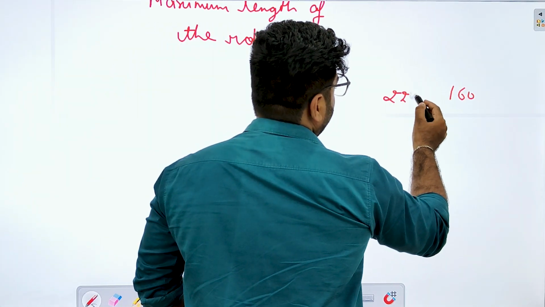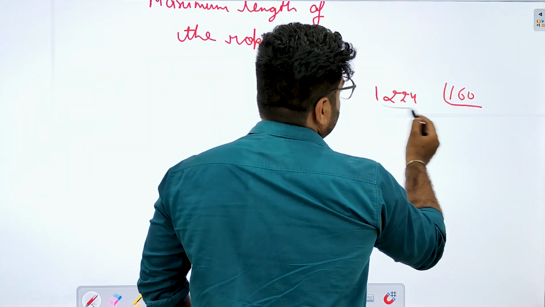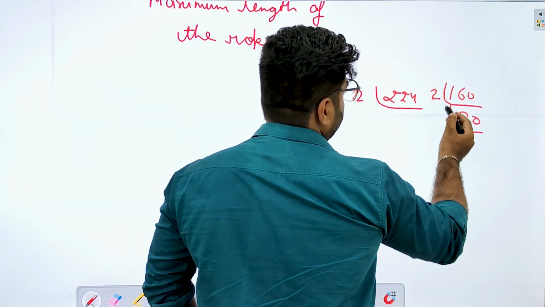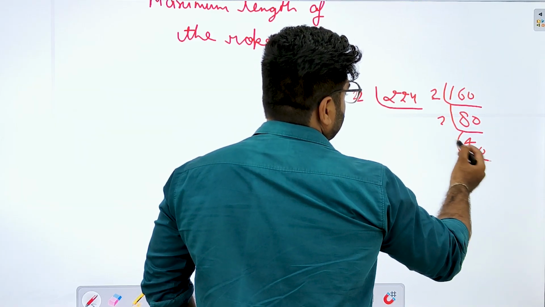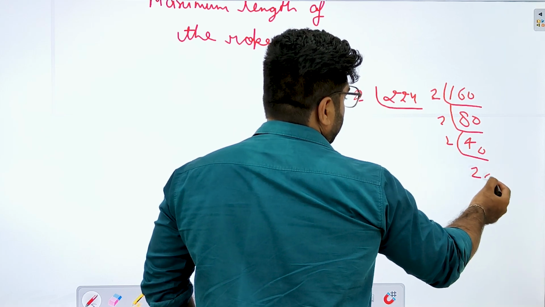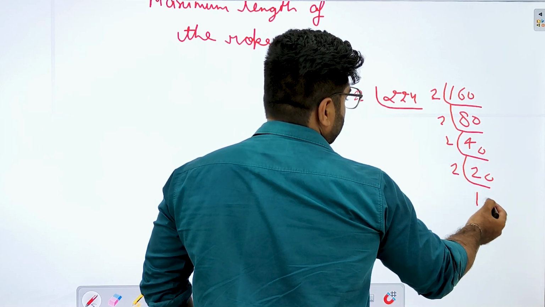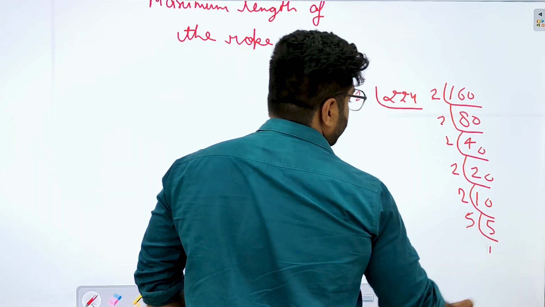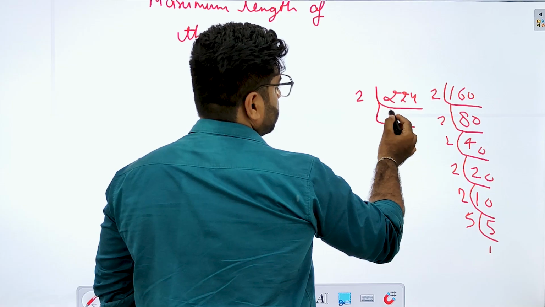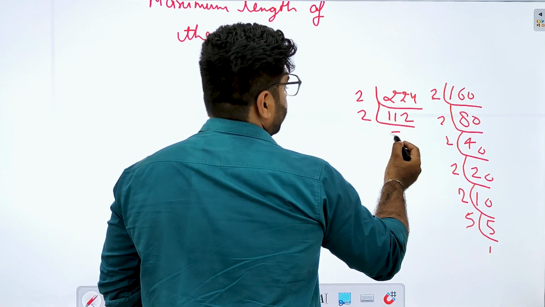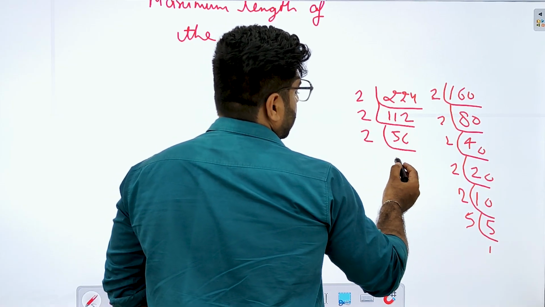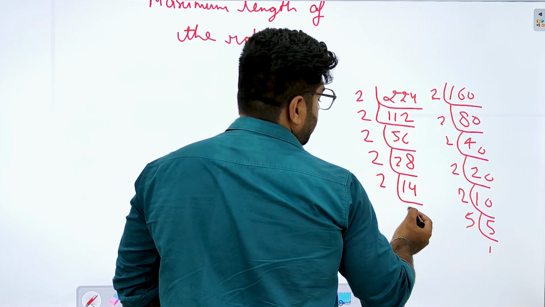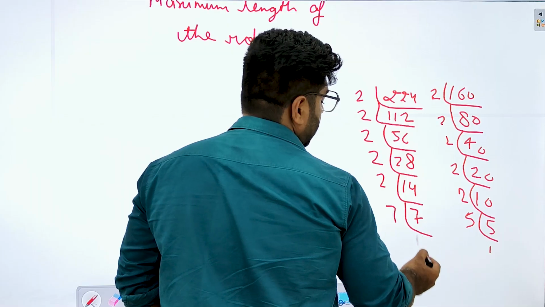This is 224. If we divide by 2, this is 80. Then again we will divide by 2. This is 40. Then 2. This is 20. Then 2. 10. Then 2. 5. Then 5. 1. Then for 224 divided by 2, 112, then 56. Then 28. Then 14. Then 7. Then 1.